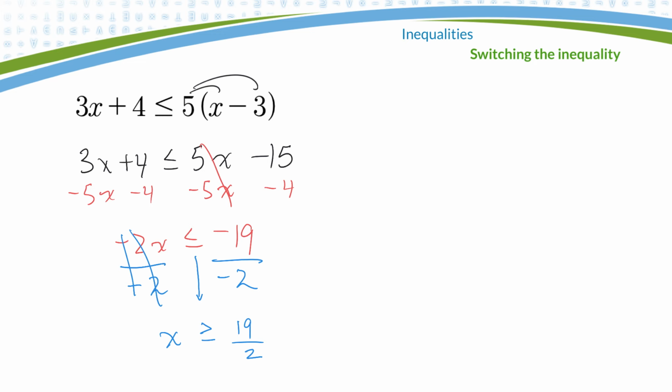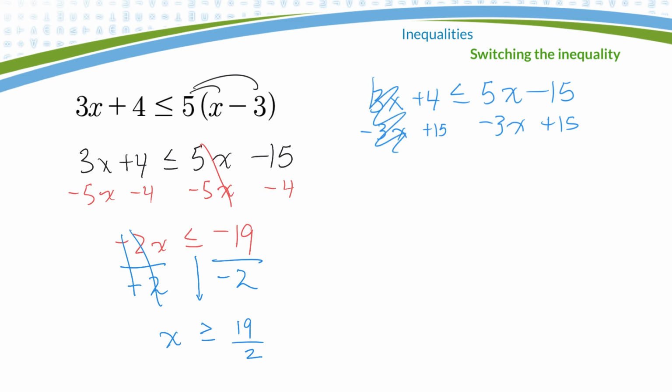Now, some of you might be thinking, well, instead of moving things to the left side, let's keep things on the right side. I'll just start here. And so maybe I can subtract 3x on this side. So I'm getting my x's on the right, and I'll add 15 on this side, add 15 on that side. So these cancel, these cancel. I'm left with 19 is less than or equal to 2x.